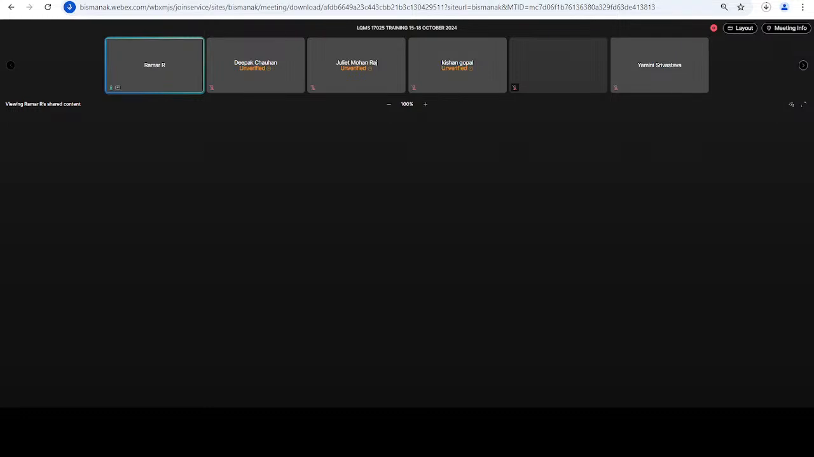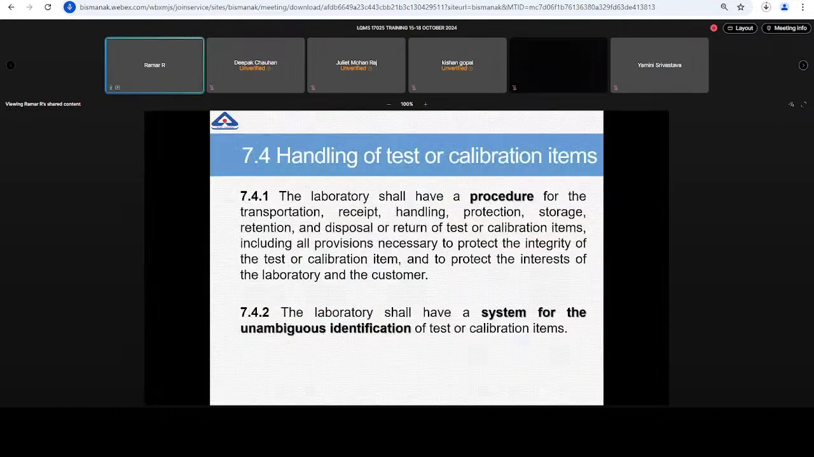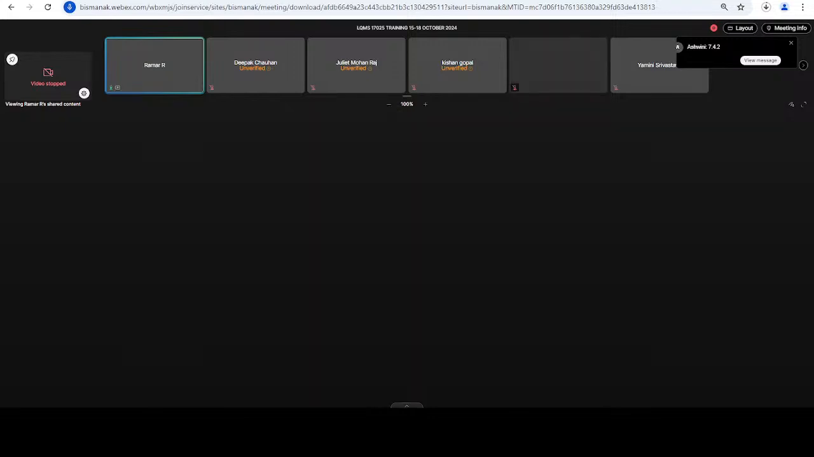And as per clause number 7.4.2, the laboratory must have a system to identify the sample so that a conflict of interest does not exist. And if any deviations are observed when we are receiving the sample, they must be intimated and recorded, and as per customer directions, we have to proceed further on handling this test item.